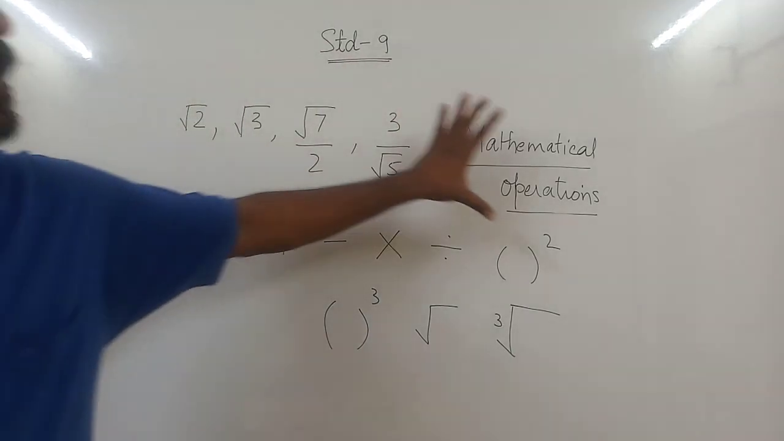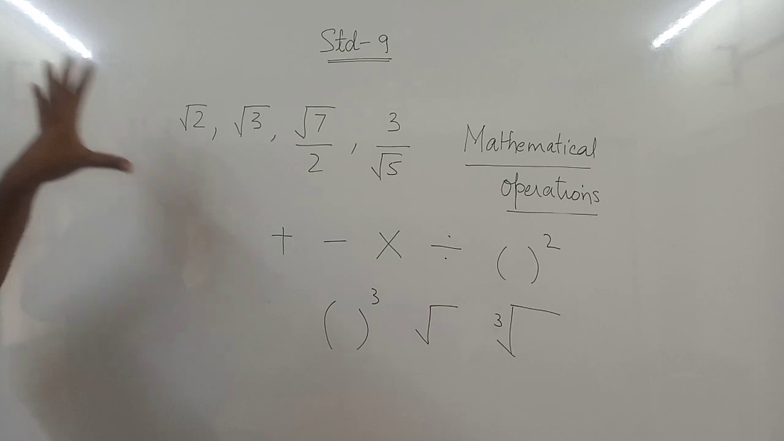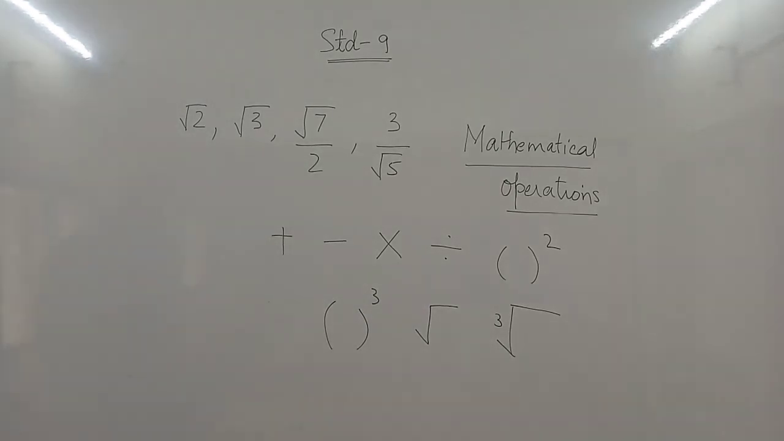Now we have to do the same mathematical operations on irrational numbers. So how will we add? We can add two irrational numbers, or we can add a rational number and an irrational number. So now we'll go through the mathematical operations and find out what is the general pattern we are getting.